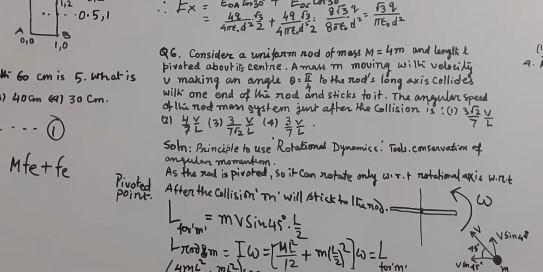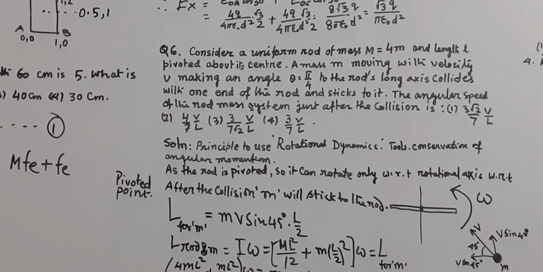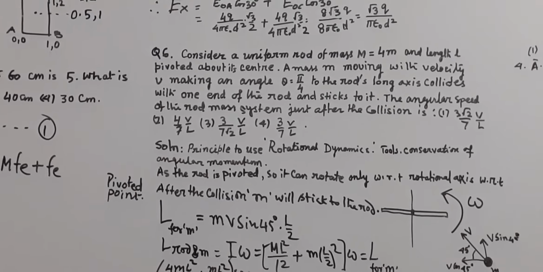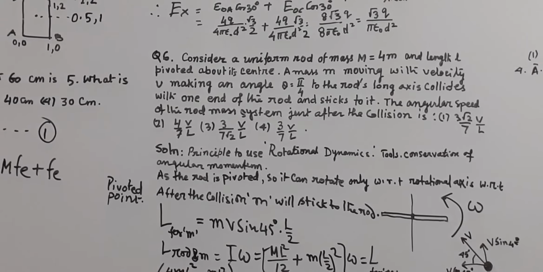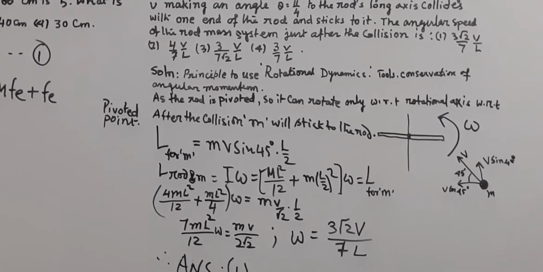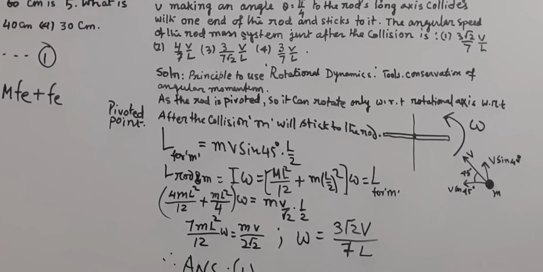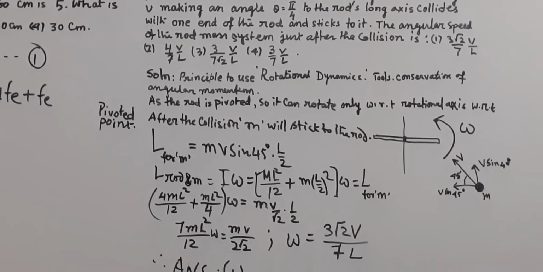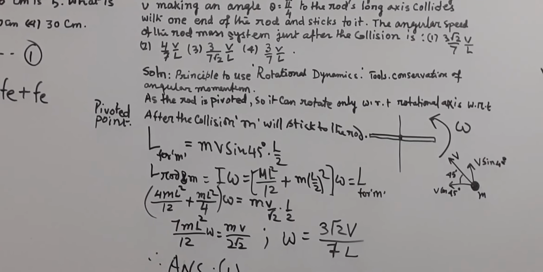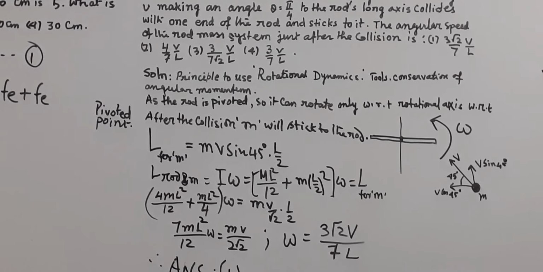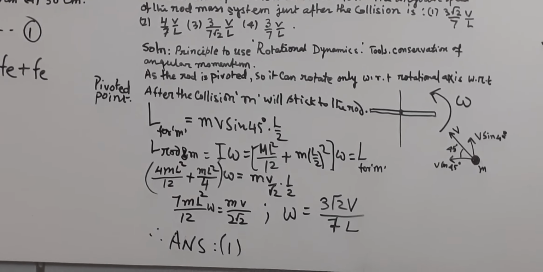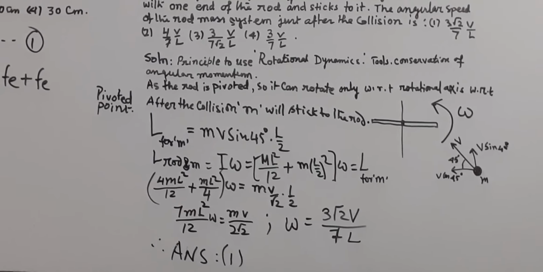Now, after sticking the mass, the angular momentum of the rod-mass system will be I omega, and I will be big M L square over 12 plus small m into L by 2 square. Here, these two angular momentums will be equal. Now, from here we can find omega equal to 3 root 2 v over 7 L. That means it will match with answer number 1.